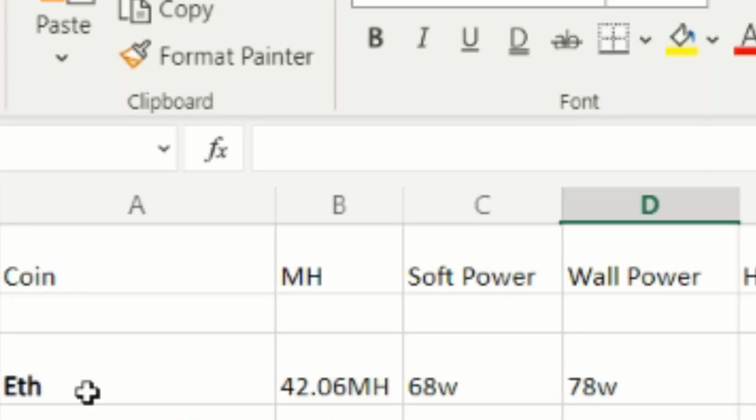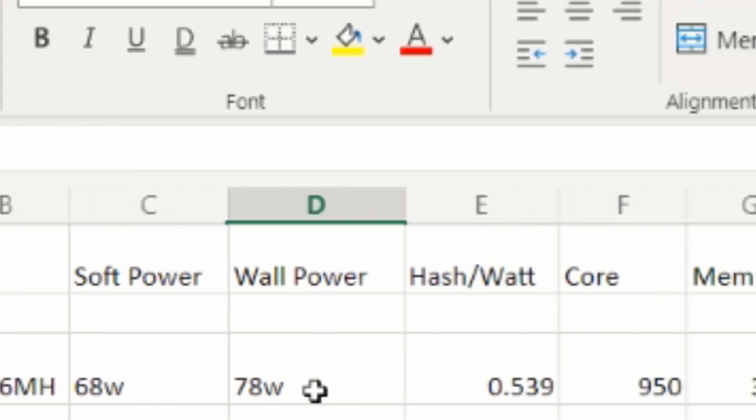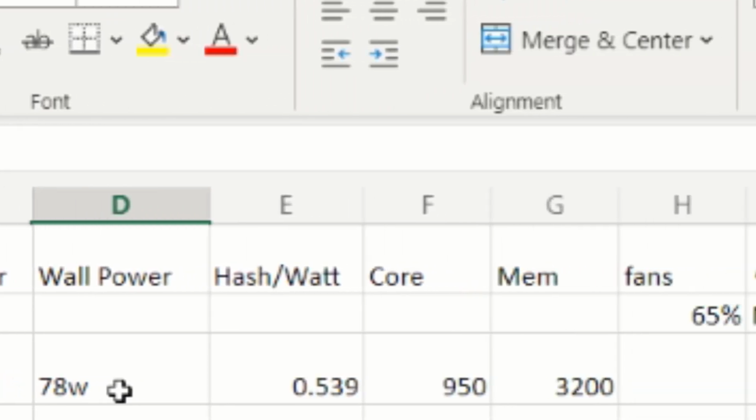So moving forward, Ethereum, I hit 42.06 megahash. Software was telling me 68 watts. The wall was 78 watts. So the GPU here was using 78 watts here. That 22 is already taken off. My hash to watt ratio is 0.539 hashes per watt. Settings for this was 950 on the core and 3200 memory.